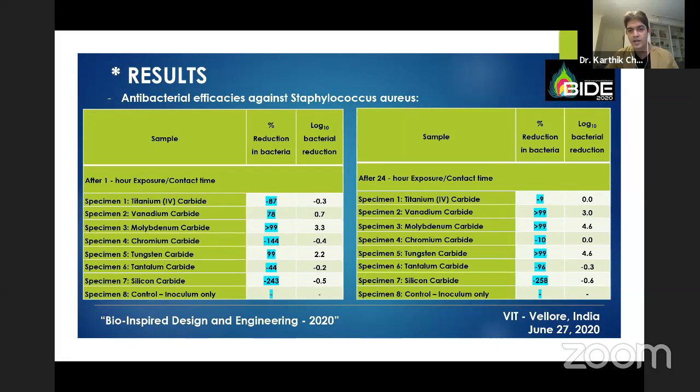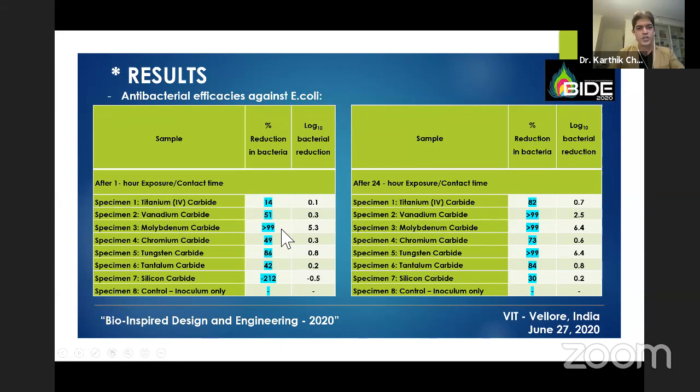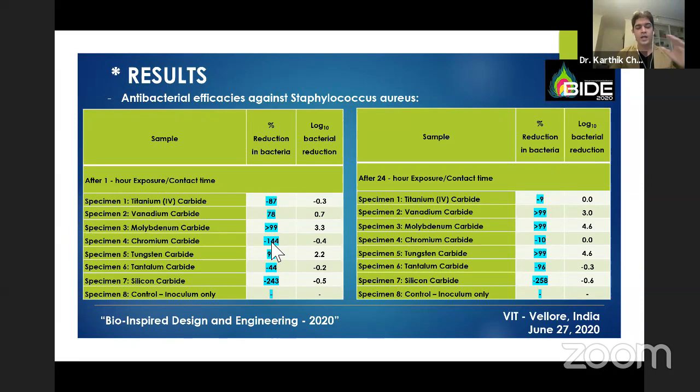So effectively, molybdenum carbide, for both the bacteria, even within the first 1 hour exposure, clearly shows that it is the most effective one, with vanadium and tungsten showing reasonably good results, but not as effective as molybdenum carbide, and the other ones practically showing nothing. The surprising thing is titanium carbide, obviously, which most people would expect, including me, did not show that much activity.